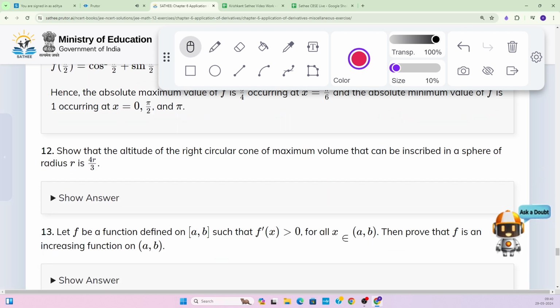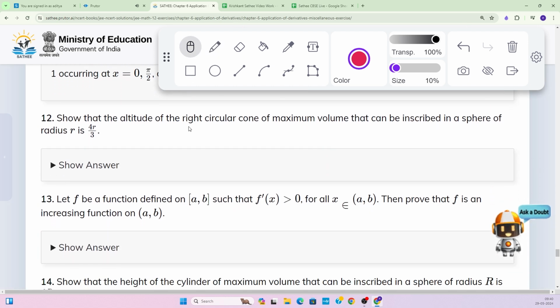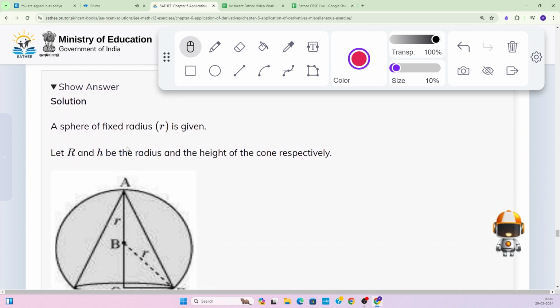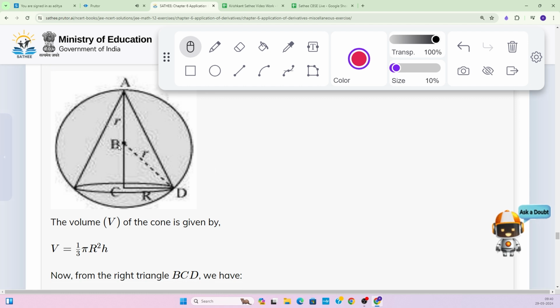Clear? Okay. Now 12th problem. Show that the altitude of the right circular cone of maximum volume that can be inscribed in a sphere of radius r is 4r by 3. Let me just show you the answer quickly. The sphere has a fixed radius r, and let capital R and h be the radius and the height of the cone, as given in this picture.